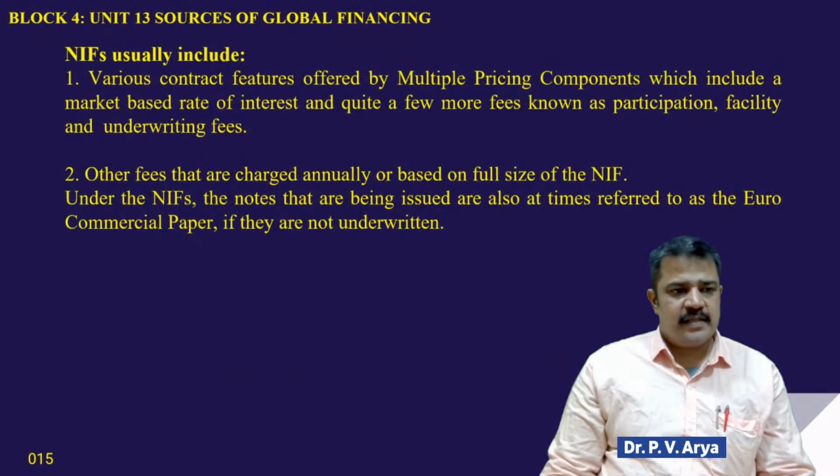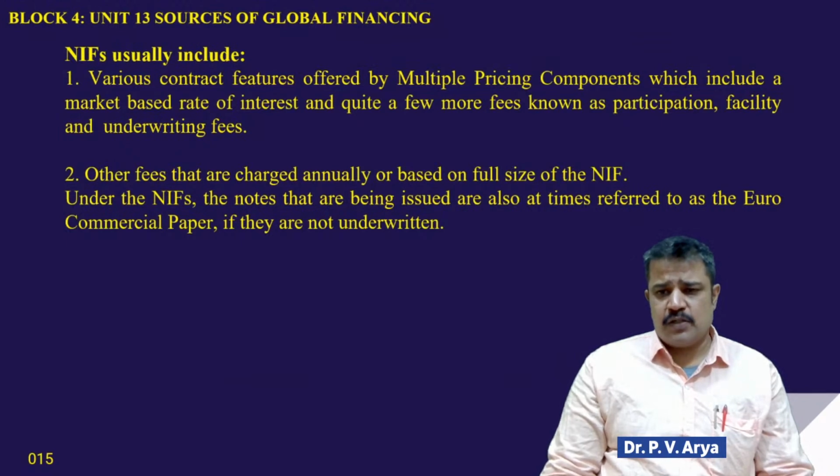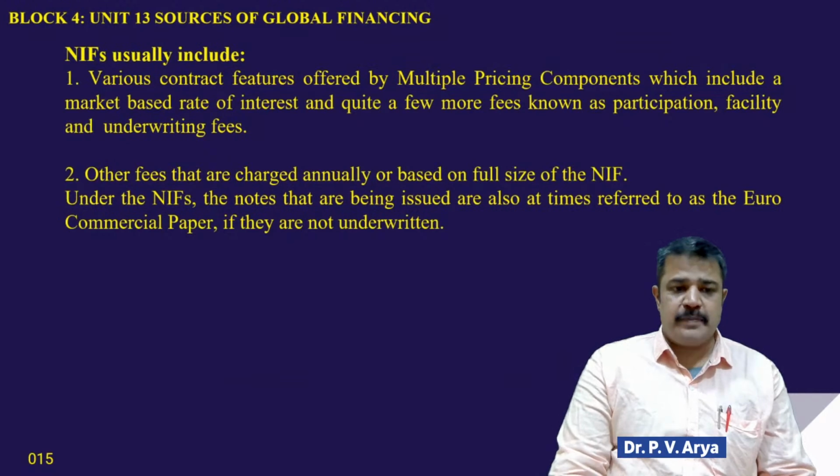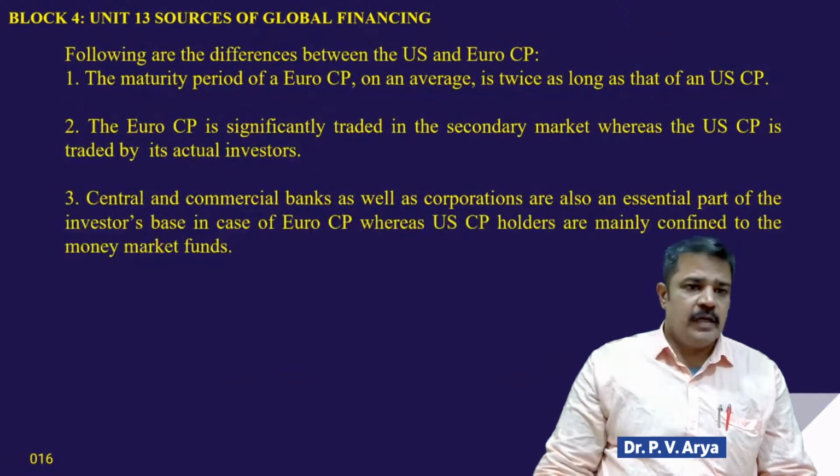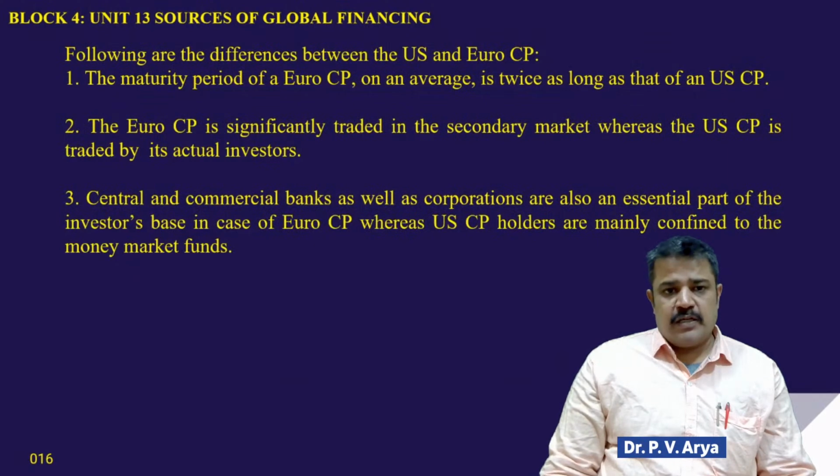As far as NIFs are concerned, they usually include various contract features offered by multiple pricing components, which include a market-based rate of interest and quite a few more fees known as participation facility and underwriting fees. Other fees are charged annually or based on the full size of the NIFs. Under the NIFs, the notes that are issued are also at times referred to as Euro commercial papers if they are not underwritten. Well, there is a difference between US and Euro commercial CPs.